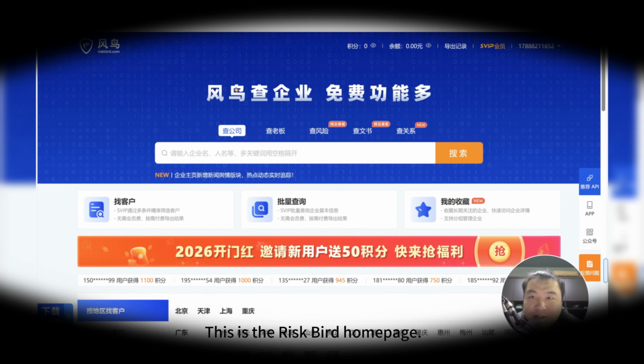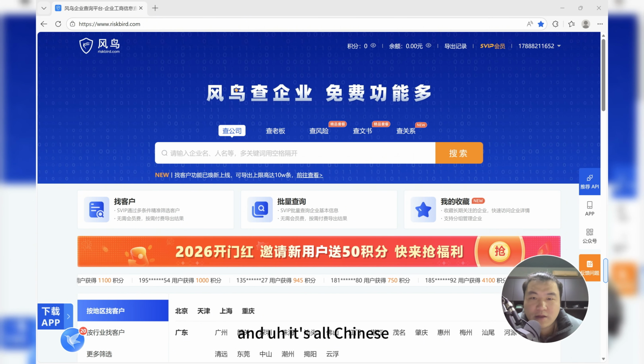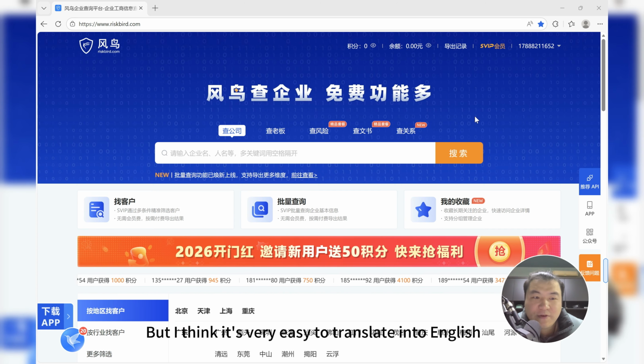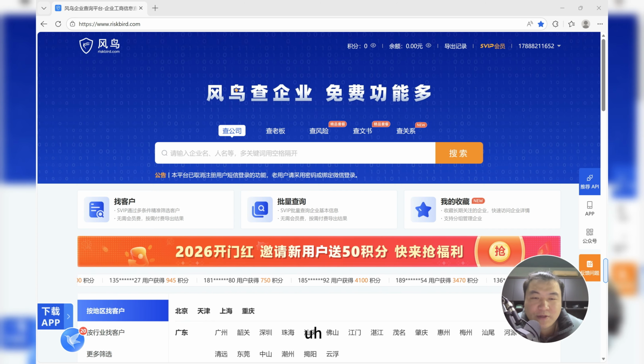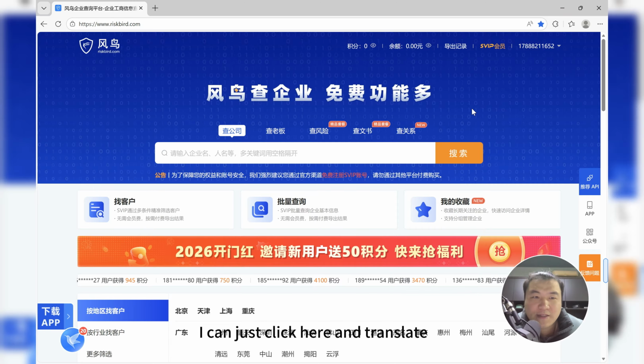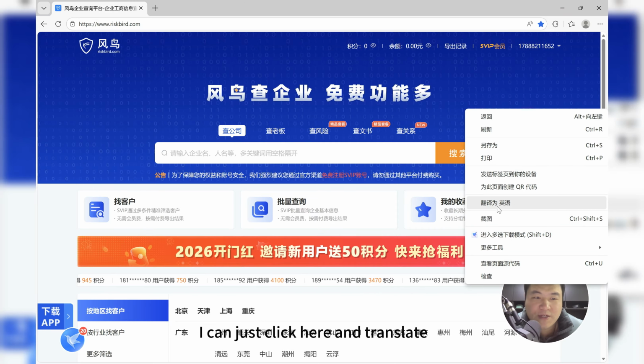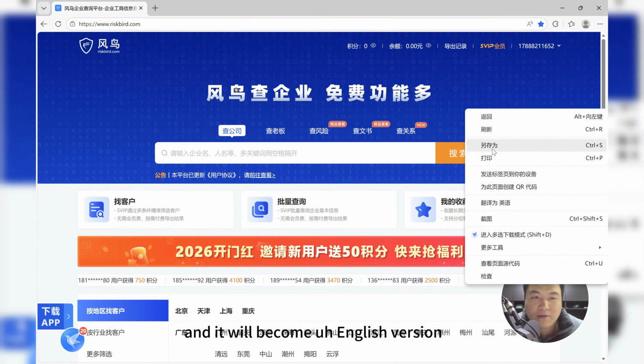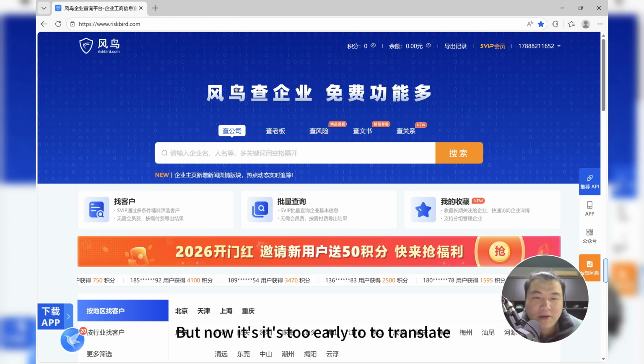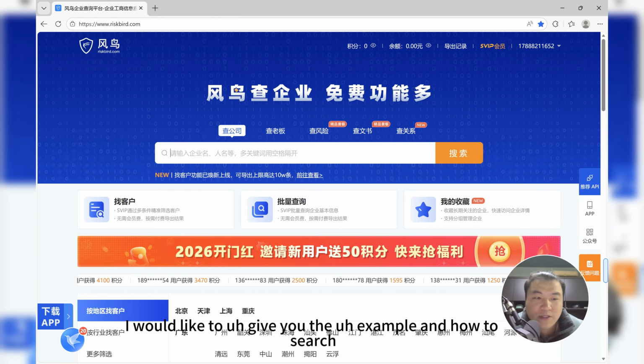Hey guys, so this is the Riskbird homepage, and it's all Chinese, but I think it's very easy to translate it into English. For me, I can just click here and translate, and it will become English. But now it's too early to translate. Okay, here I would like to give you an example of how to search.